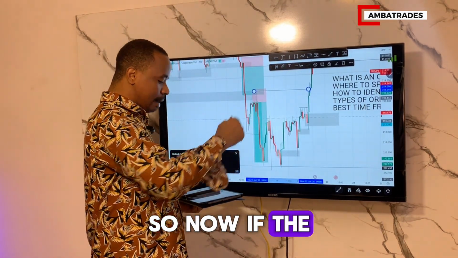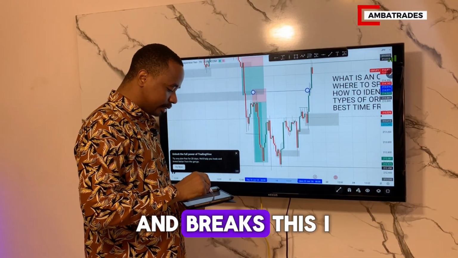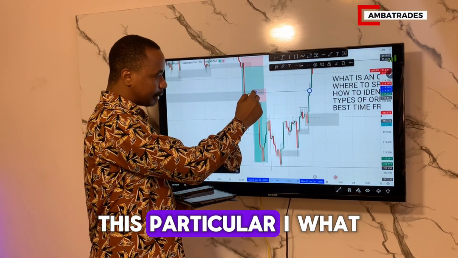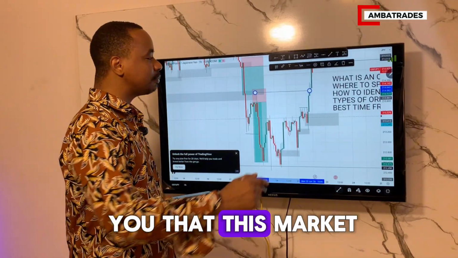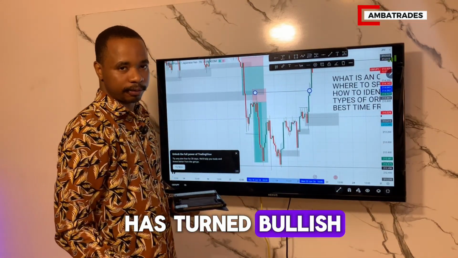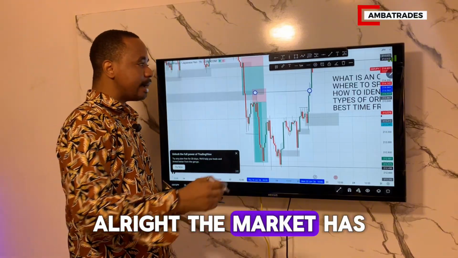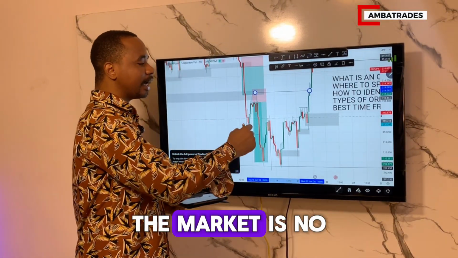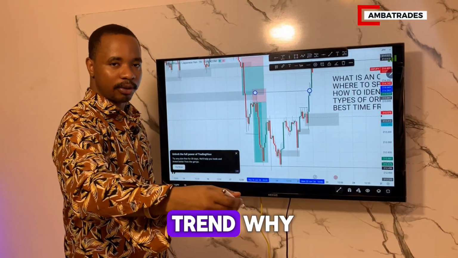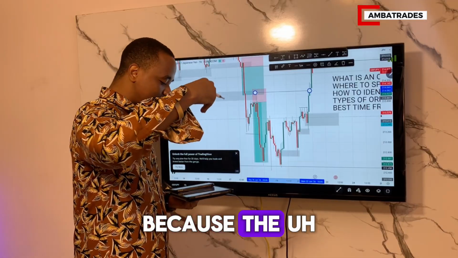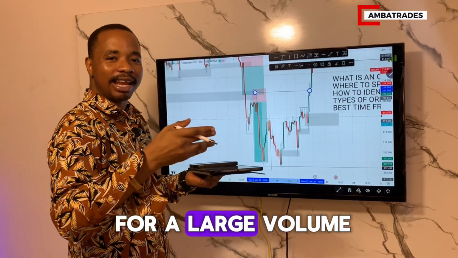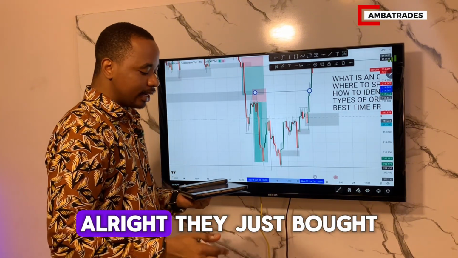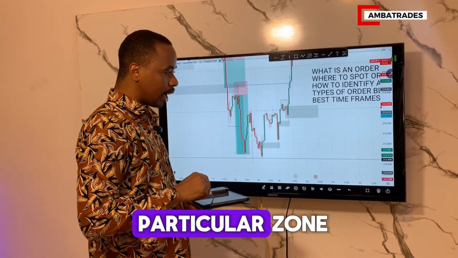So now, if the market comes up here and breaks this high, what does that signal to you as a trader? It is signaling to you that this market has turned bullish. The market is no longer on a bearish trend. Why? Because the institutional traders or the banks have entered with a large volume. They just bought the market at that particular zone.